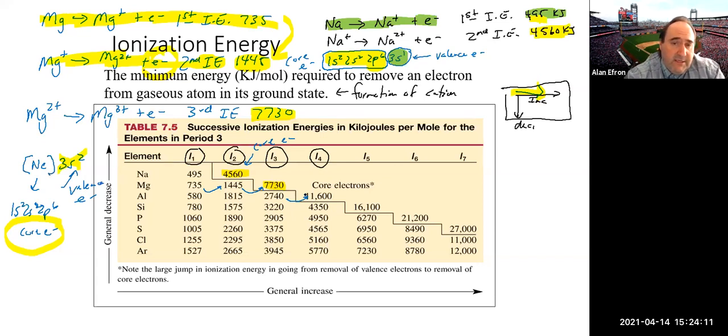The first ionization energy is always lower than the second. Second is higher than, obviously, the first, and the third is higher still, and so forth. Any questions about ionization energy?